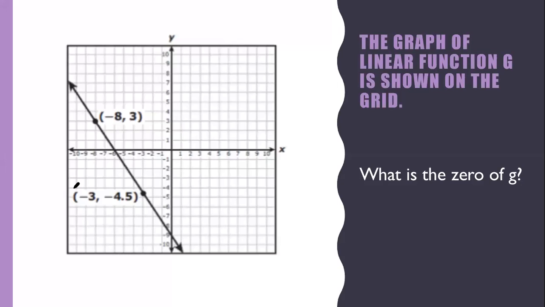This one asked, what is the zero of the function? What does zero mean? X-intercept. So where am I looking? The x-axis. Where is this crossing the x-axis? -6. There's my x-intercept.